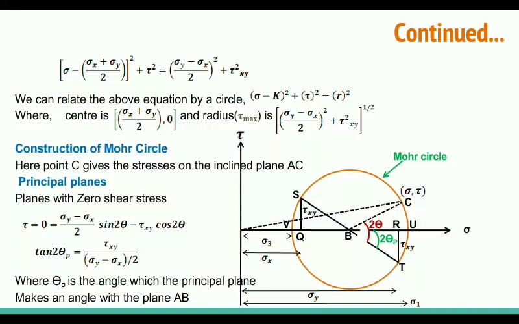So we can say that this point represents the stresses on the vertical plane, and this point T represents the stresses on the horizontal plane. Point C represents the stresses on the plane AC. So these three things, and this point V represents the minor principal stress, point U represents the major principal stress. Are you getting my point?